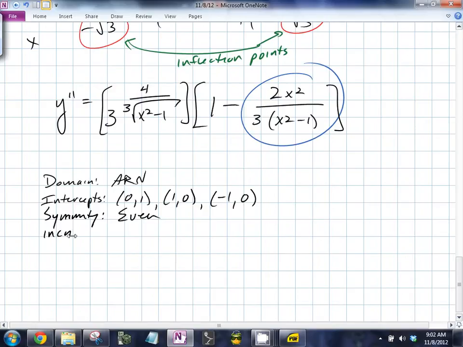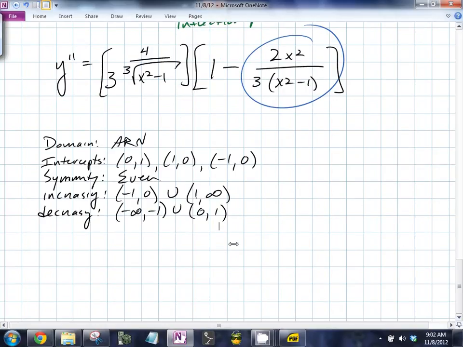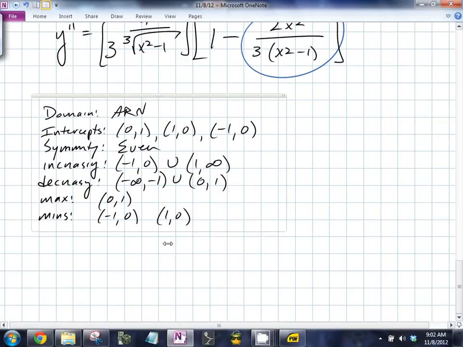Where's it increasing? Do you remember? There's a lot to remember here. I remember it was negative 1 to 0, union 1 to infinity. And where was it decreasing? To negative 1, union 0 to 1. And then we know that there's a max where? 0, 1. And where are the mins? Negative 1, 0, and 1, 0, right?